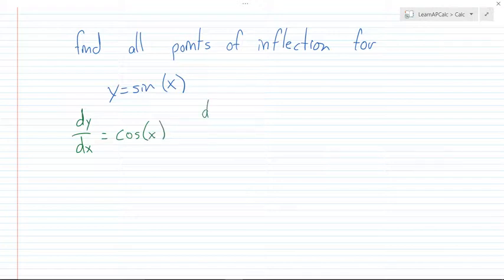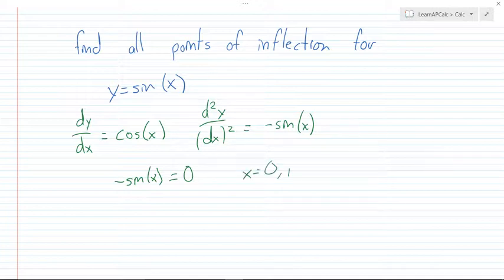And then we need to just take another derivative. And the derivative of cosine is negative sine. Okay, so now we need to set this equal to 0 and solve for x. Alright, so where does sine equal 0? Well, if you think back to the unit circle, sine is y. So sine is going to equal 0 when x equals 0 and pi.